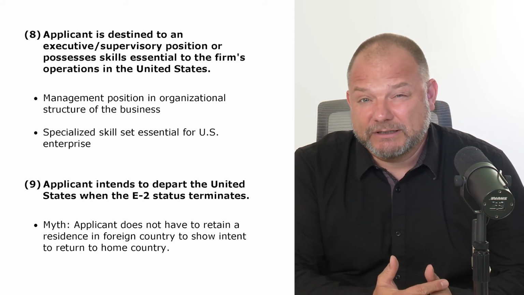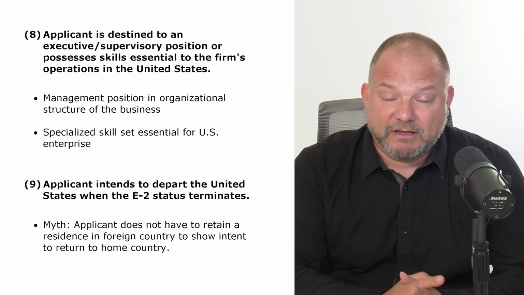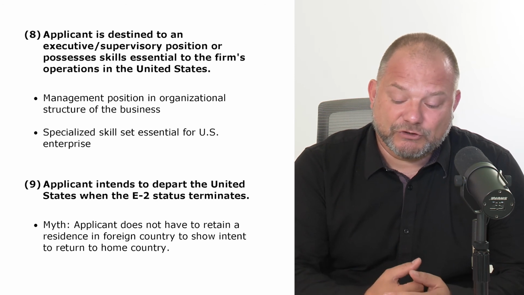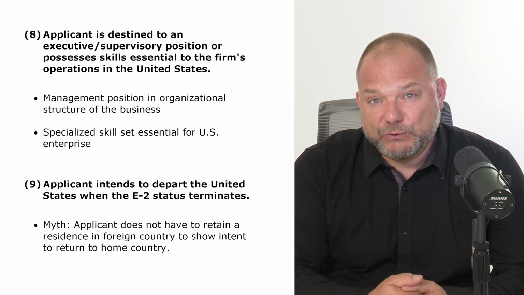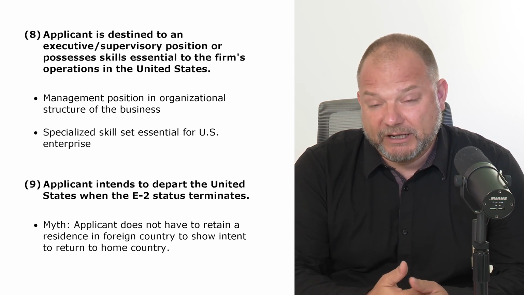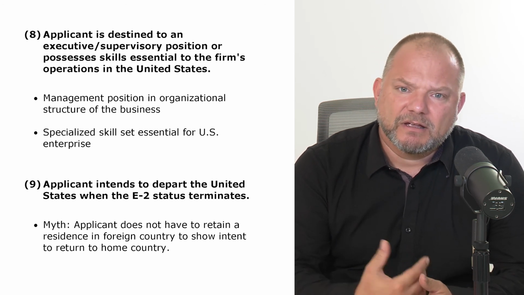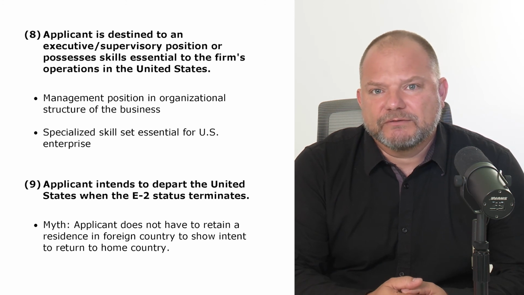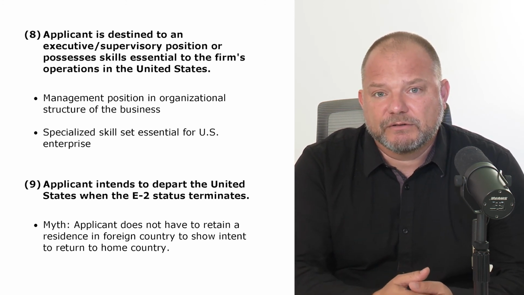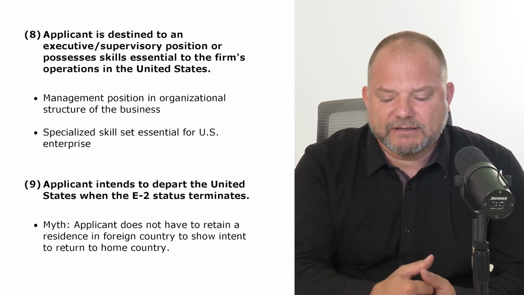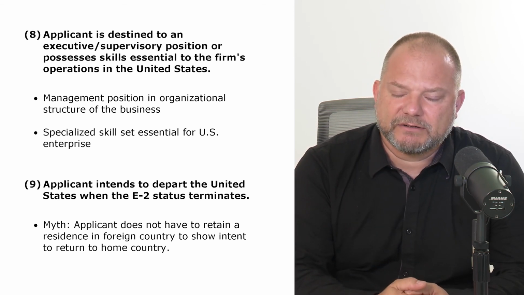So last but not least, requirement number 9, the applicant intends to depart the United States when the E-2 status expires or terminates. The E-2 visa is a non-immigrant visa, so you basically have to have the intent to return to your home country or leave the United States once the visa expires.